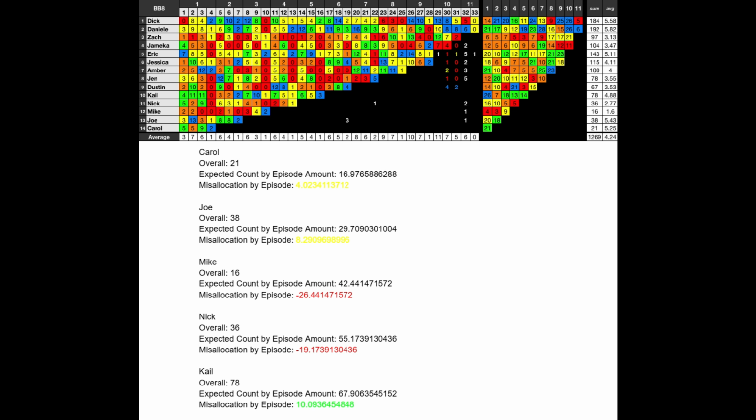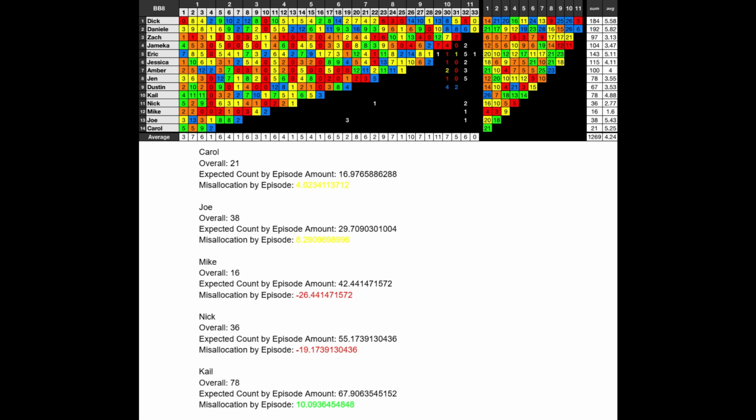Joe received 38 confessionals and his expected count by episode amount is 29, meaning that he got a misallocation of 8.29. So he's in that perfect median as well.